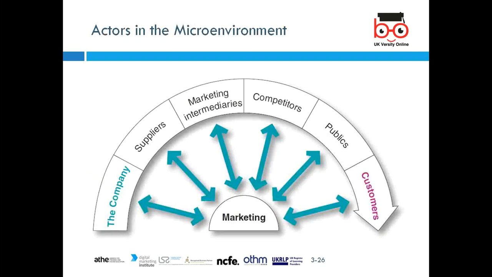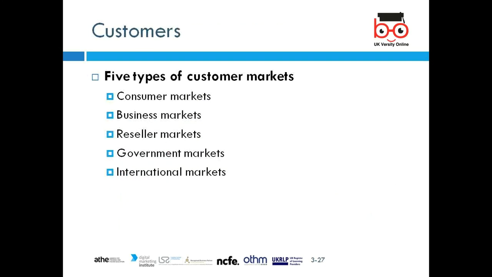What comes under the internal or micro environment? The company, suppliers, intermediaries, competitors, public, and customers. Normally we cluster these under the micro environment. We have different types of customers. Consumer markets, where the actual consumer is the end user. Business markets, where businesses buy and sell. Reseller markets, where people buy and resell the goods. Government markets, where government organizations buy the goods. And international markets, where we have customers overseas.